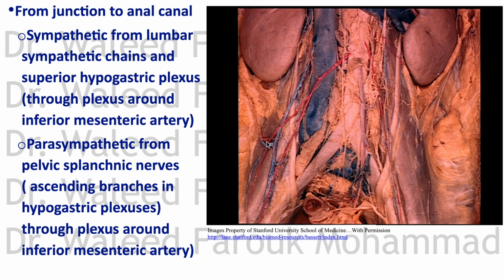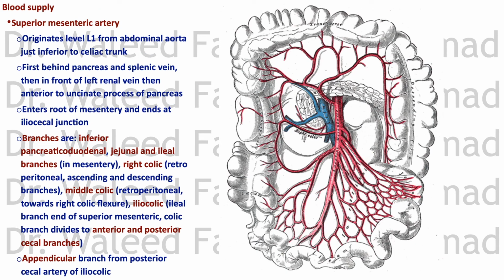Okay, so this is the supply of the intestine. Remember, there is a difference between its proximal and distal parts, sympathetic and parasympathetic. Of course, the parasympathetic increases motility, secretion, and opens sphincters in the GI tract. The opposite happens when stimulating the sympathetic supply.